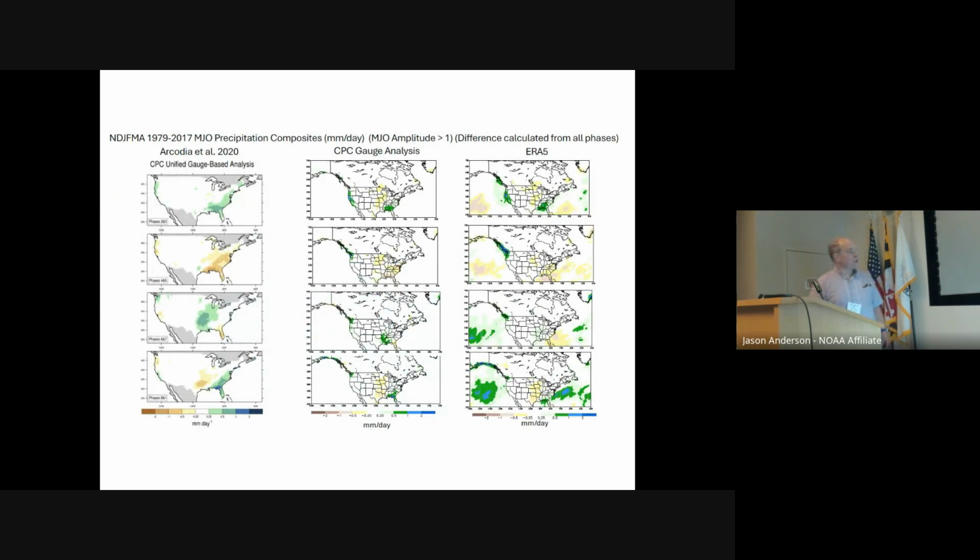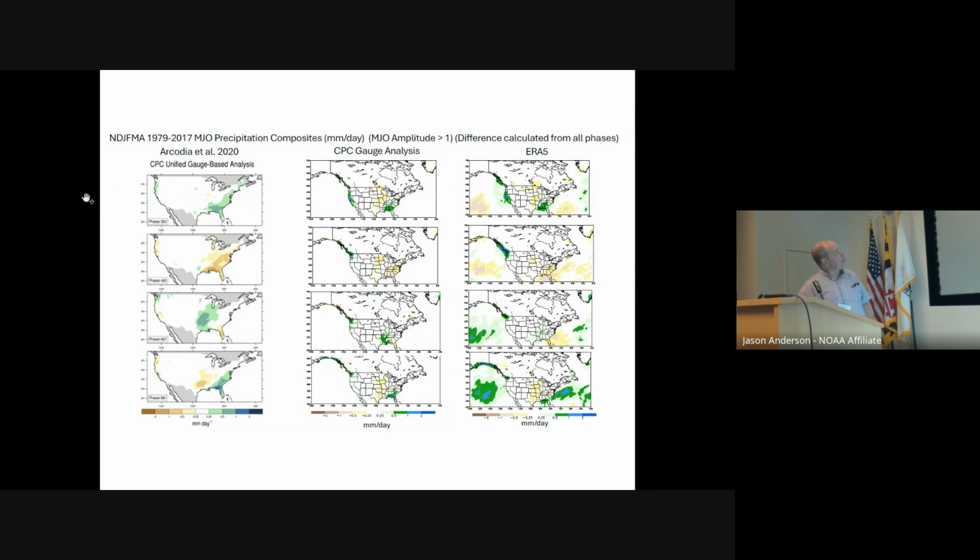So here's some of Arcodia's work. On the left, this is precipitation composites by MJO phase. So phases 2 and 3, 4 and 5, 6 and 7, 8 and 1. Green indicates above normal precipitation, and orange and red areas are below normal precipitation, dry zones. And she removed ENSO by removing the 120-day running mean. I did the same thing with the reanalysis data sets as well. I tried to match her as best I could.